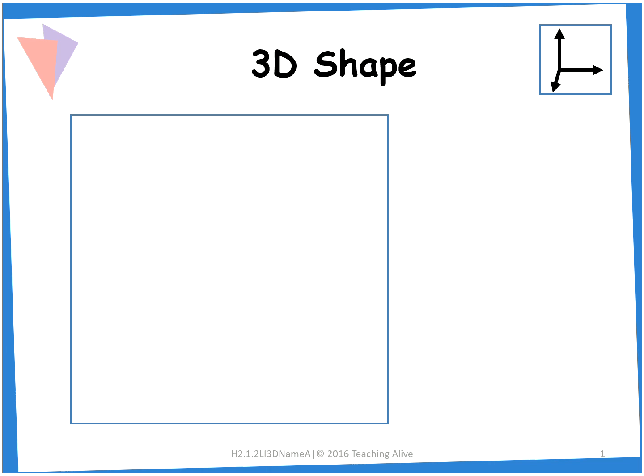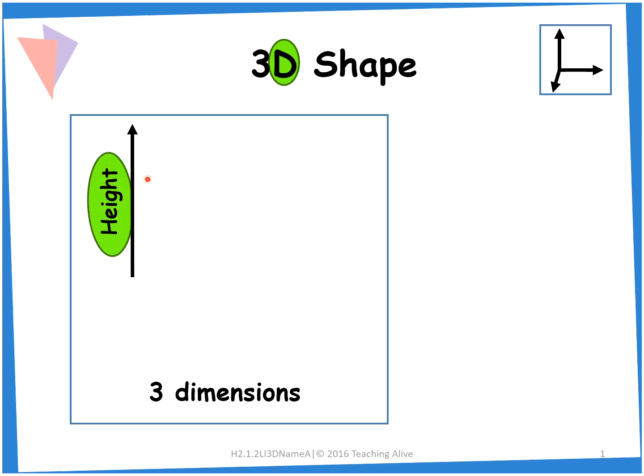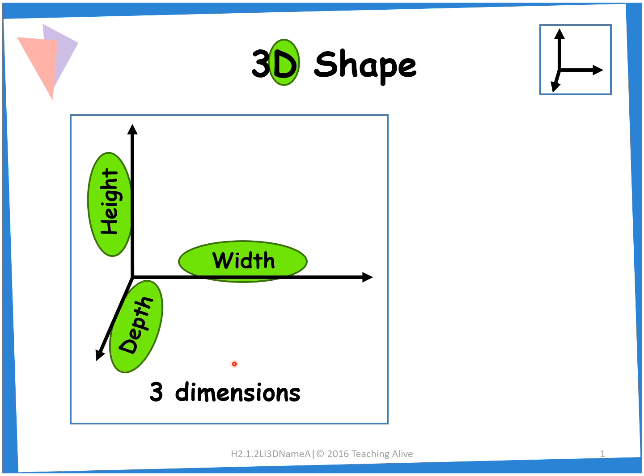Firstly, we can discuss what a 3D shape is. What does the D stand for? Well, that's dimensions, and a 3D shape has 3 dimensions. It has a height, it has a width, and it has a depth. So all 3D shapes have 3 dimensions.